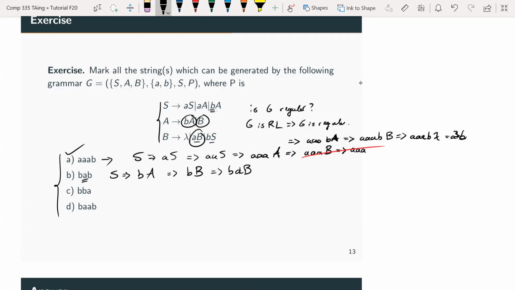And now what options do I have? I don't want to stop here because that would give me BA, and I don't want another A. I do want another B, but if I want another B, I go back to S, and then there's no way of getting S to give me lambda. That's not going to be possible. So in fact, it's not going to be possible to derive BAB because of that process. All right.